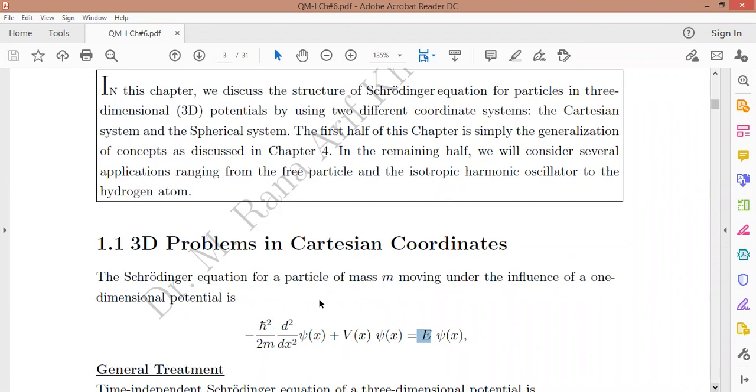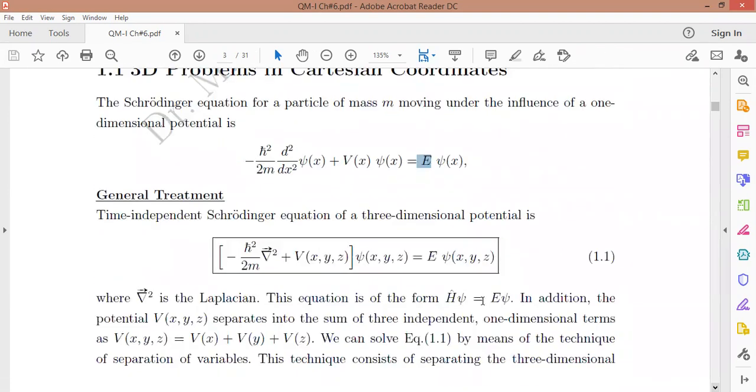This is the one-dimensional Schrödinger wave equation. As you know, this is the kinetic energy part, this is potential energy, and this is the total energy. And this equation is known as the time-independent Schrödinger wave equation in three-dimensional potential because here we involve x, y, z.